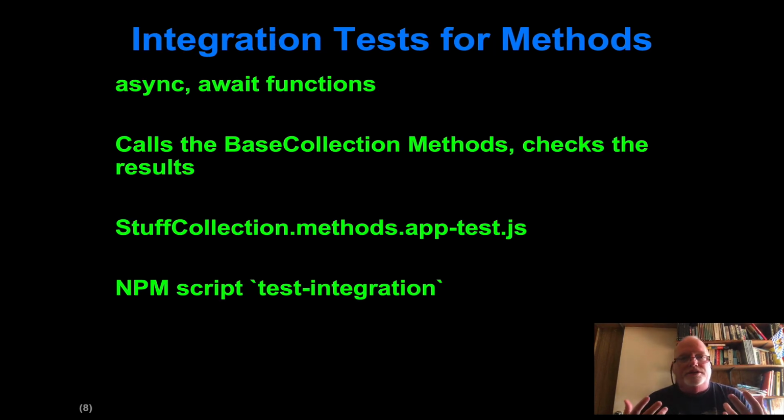We also have integration tests for the methods. So for the integration tests, you're using JavaScript's async await functions. They call the base collection methods to check and then check the results. And so the example is the stuff collection's methods app test.